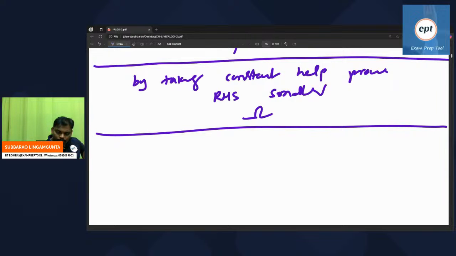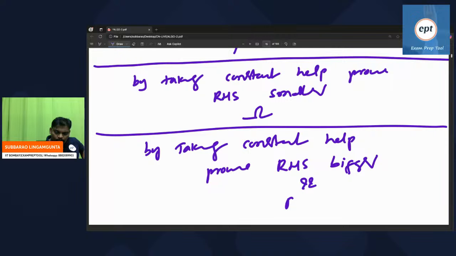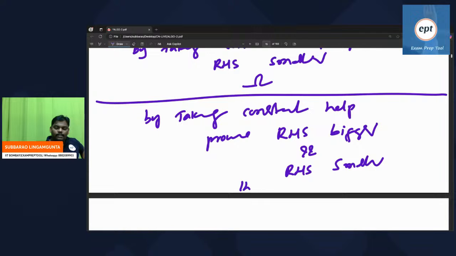Next one. By taking constant help, prove the right side bigger and the right hand side smaller also. Then it is called theta.